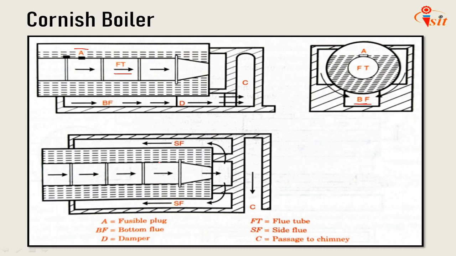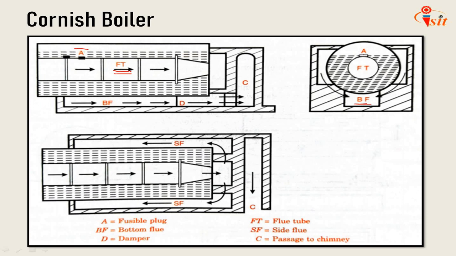Cornish boiler. This form of boiler was adopted by Trevithick, the Cornish engineer, at the time of introduction of high pressure steam to the early Cornish engine and is still used. It consists of a cylindrical shell with flat ends through which passes a smaller flue tube containing the furnace.